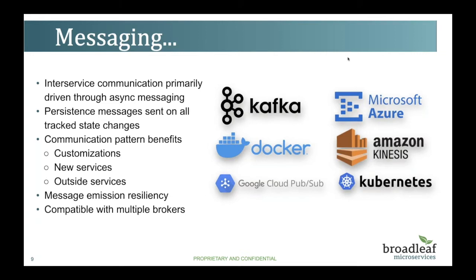In fact, this will often extend beyond Broadleaf-based services, and consumption of these messages will occur in new or existing services seated outside of the Broadleaf ecosystem in the enterprise. Our message emission is also resilient and can handle temporary broker outages. The state is tracked and expected messages will be emitted and acknowledged once the broker has returned to normal function. Finally, our reference implementation uses Kafka, but this can be replaced with other brokers via Spring Cloud Stream configuration.